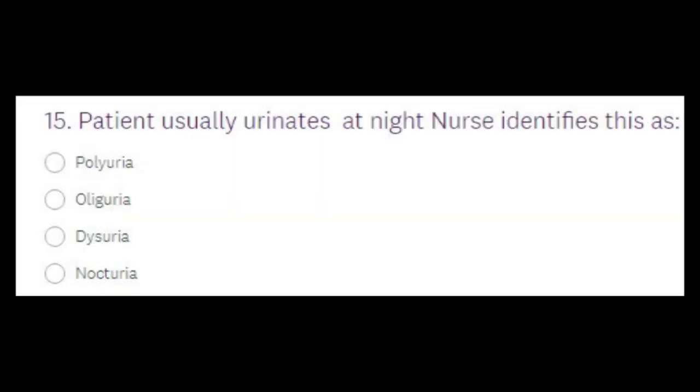Next is an easy question. Patient usually urinates at night. Nurse identifies this as option A, polyuria, option B, oliguria, option C, dysuria, and option D, nocturia. Option D, nocturia is the right answer.